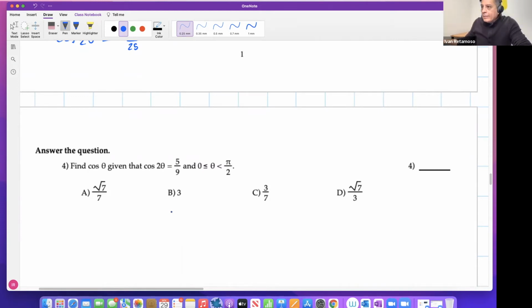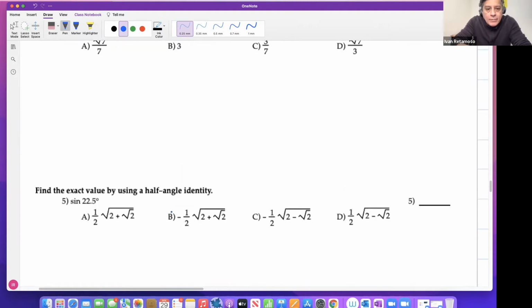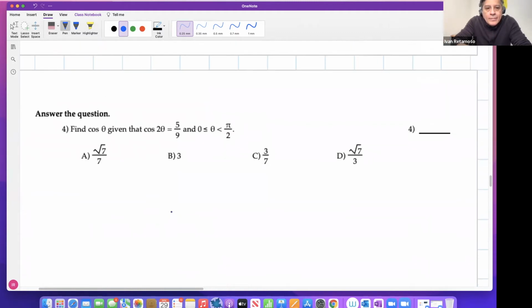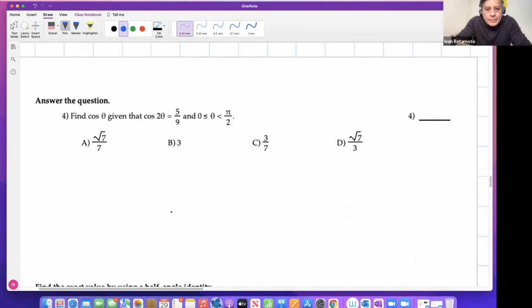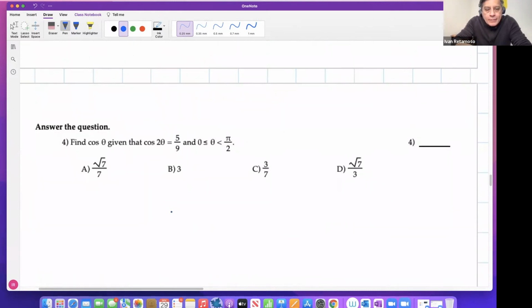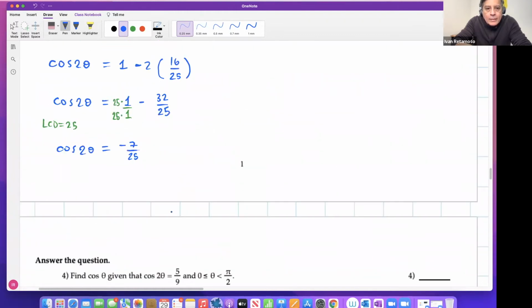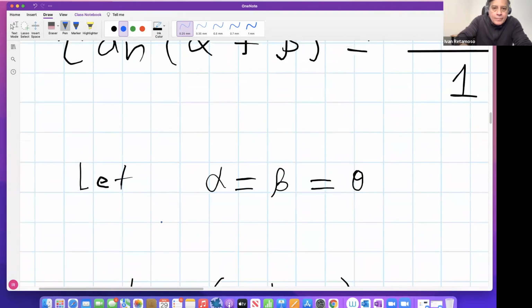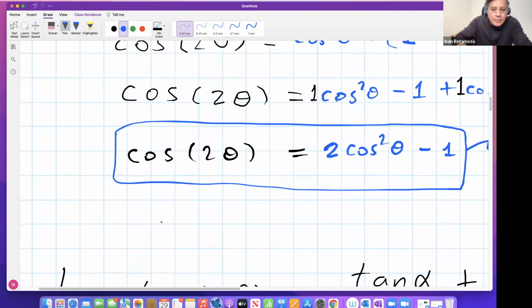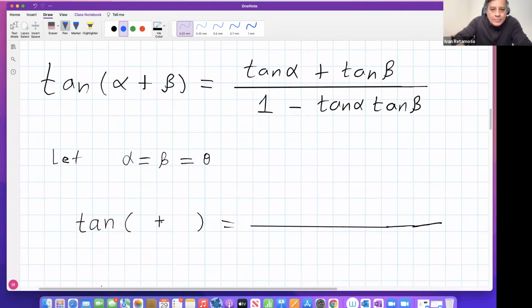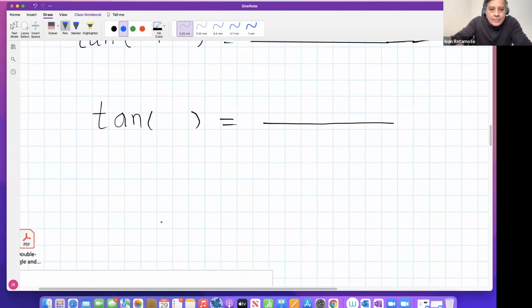Oh, this is backwards. Yeah, I'm going to talk about this. But before, we have to go back to, yeah, this is cosine of theta. Yeah, the half angle formula. Let's go back to the lecture and let's talk about tangent of twice theta. Okay. Yeah, right. Let's do this.